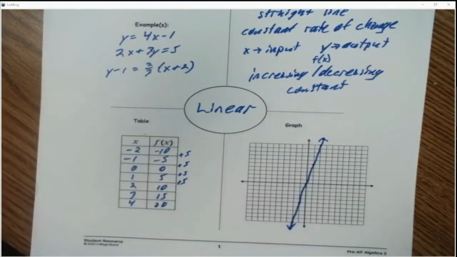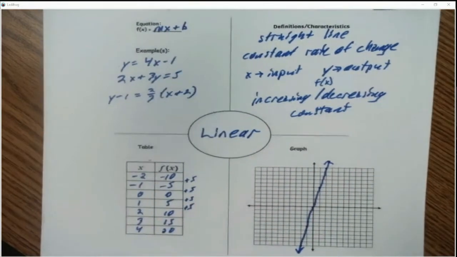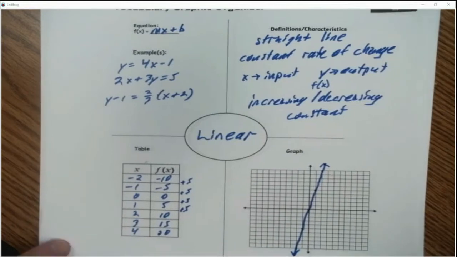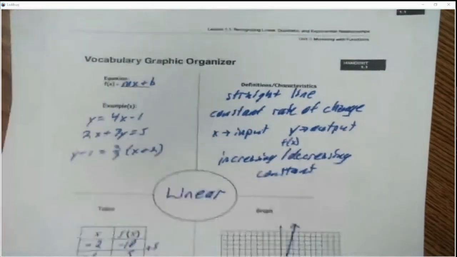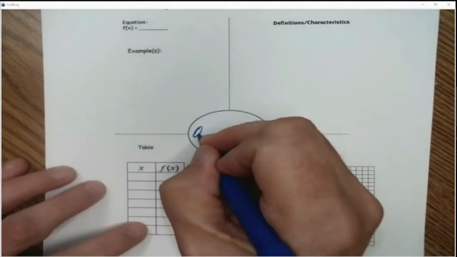So that is the graph, an increasing graph, right? As we go right, it goes up. So that's a nice look at linear as a reminder. So let's change now, instead of linear, set that aside. Let's look at quadratic.